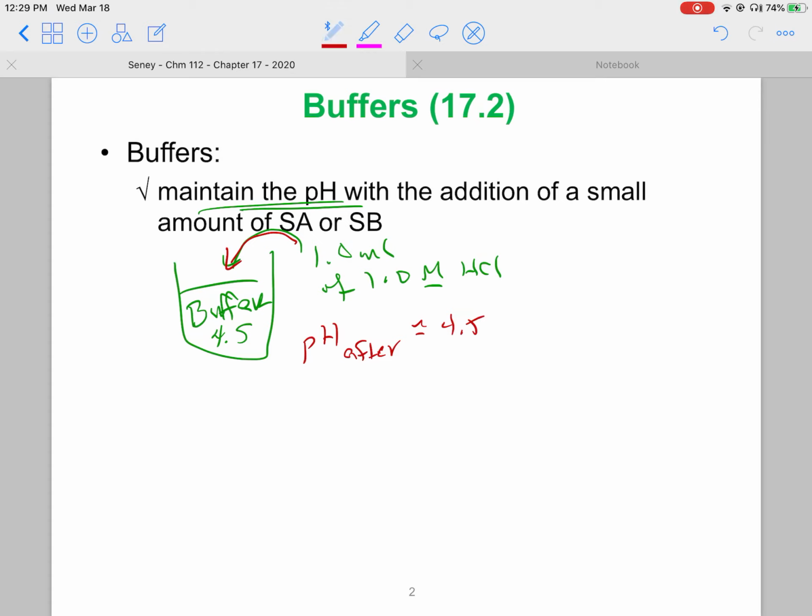Now, let's say we don't have a buffer. We have just water. Water is not a buffer. And now instead, we put in there 1 mL of a 1 molar hydrochloric solution, so our strong acid. The original pH, let's say, is 7 because it's neutral, just water.